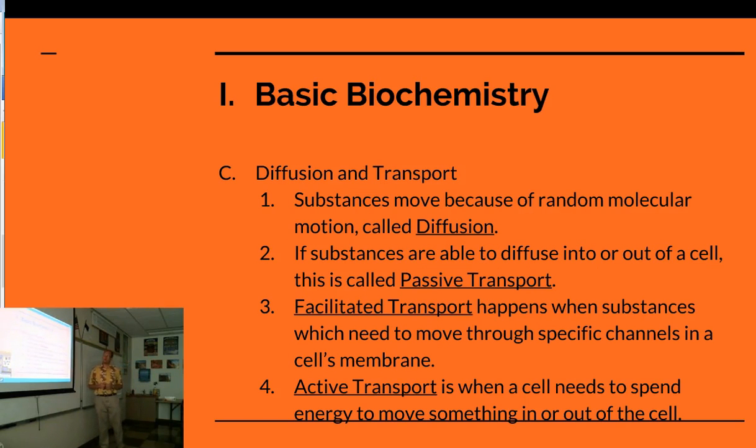Okay, so diffusion and transport. This is the other concept that we need to hit with regard to this chapter, so that you understand how to go forward with conceptualizing chemistry and biological systems. Substances move because of random molecular motion. And we call that movement diffusion.